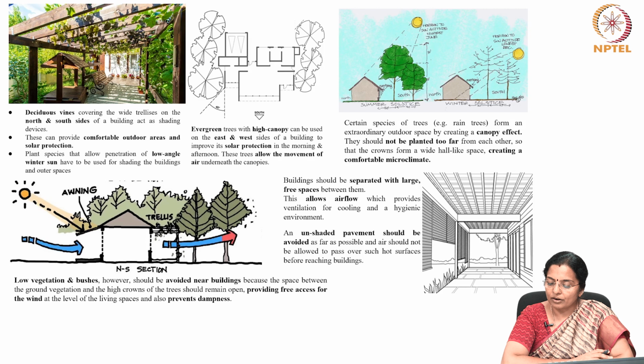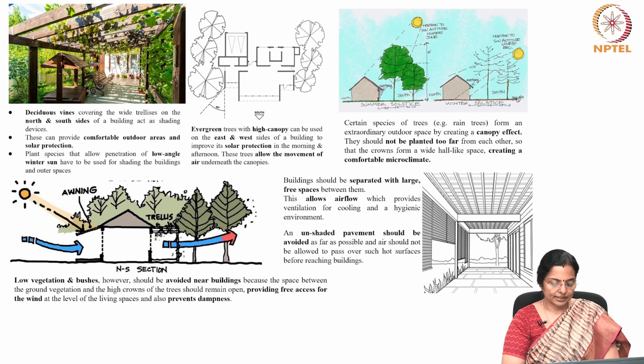This allows airflow, which provides ventilation for cooling and a hygienic environment. An unshaded pavement should be avoided as far as possible, and air should not be allowed to pass over such surfaces before reaching the buildings.